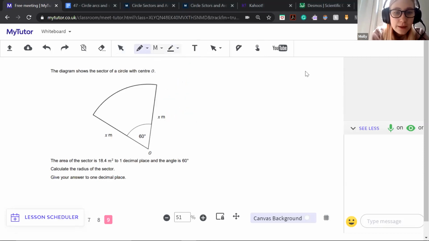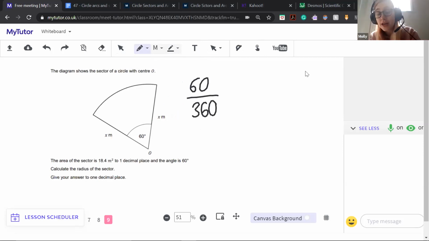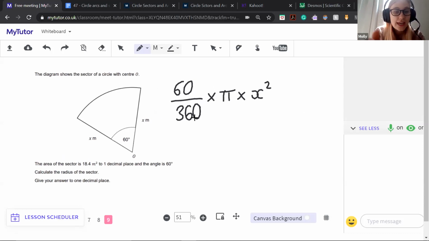Well, it would be 60 over 360, which we can simplify. That's actually 1 over 6. So that's probably a much nicer way of writing that, but I'll do that once I simplify it. So 60 over 360 times pi times r squared, which in this case is x squared, because we're just given that the radius is x. And we're told that that's the sector area, which is 18.4. So now we've got an equation. Now let's simplify this. So as I said, this was 1/6, and we can write this as pi x squared.